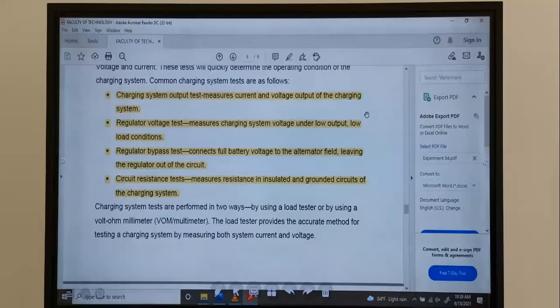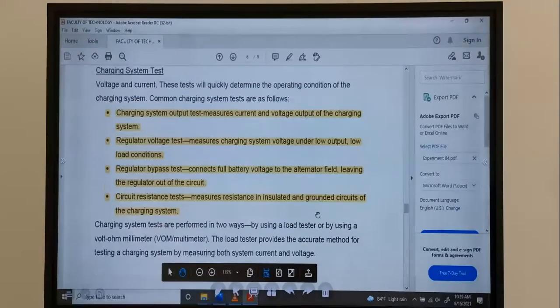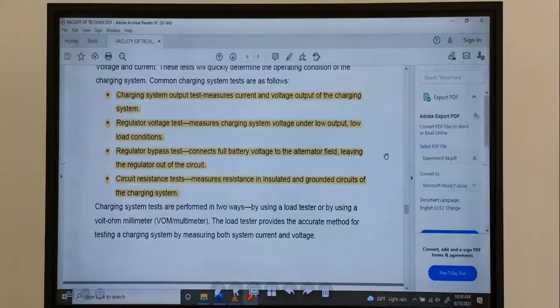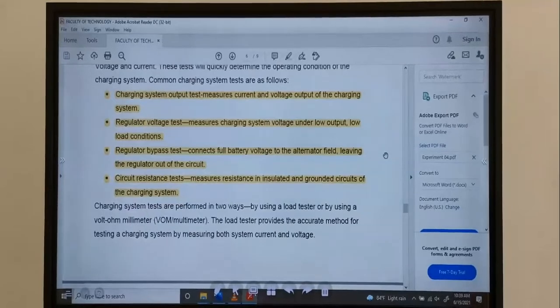So there are other tests, charging system tests. There are a lot of tests here. First is the charging system output test. Here we can check the alternator output, so we measure the current and voltage output. Then next the regulator voltages. Measure the charging system voltage and the low output.